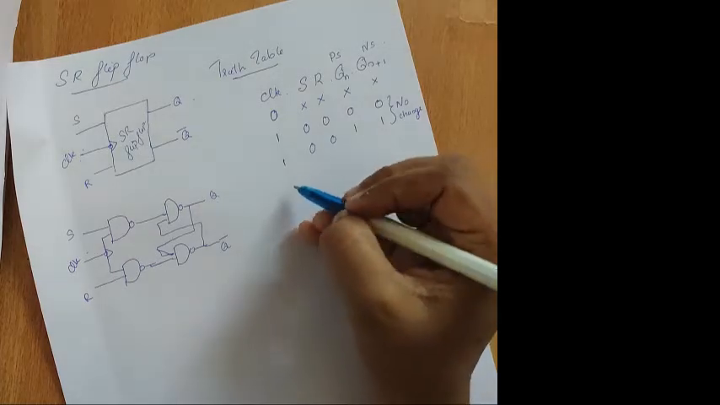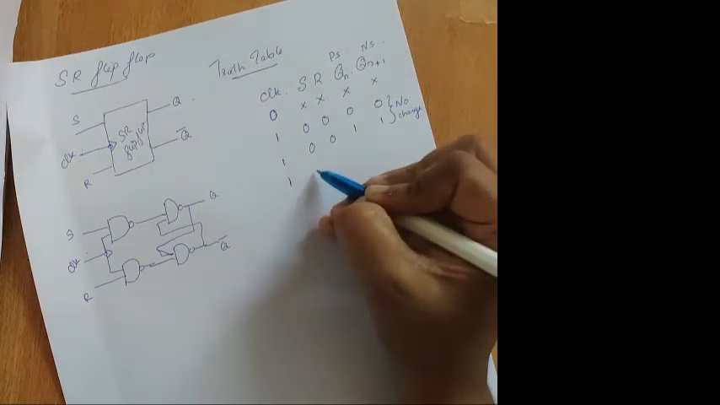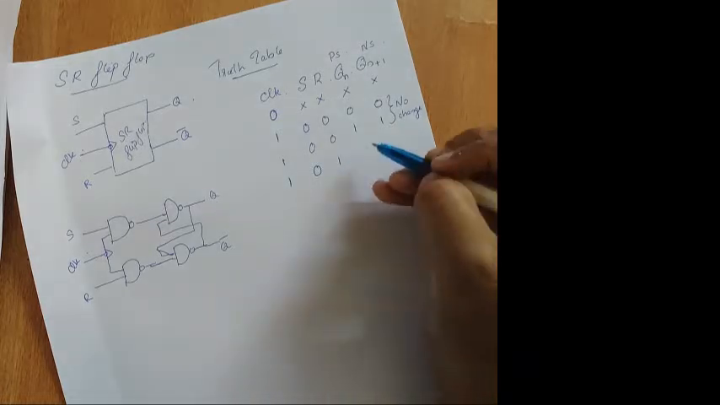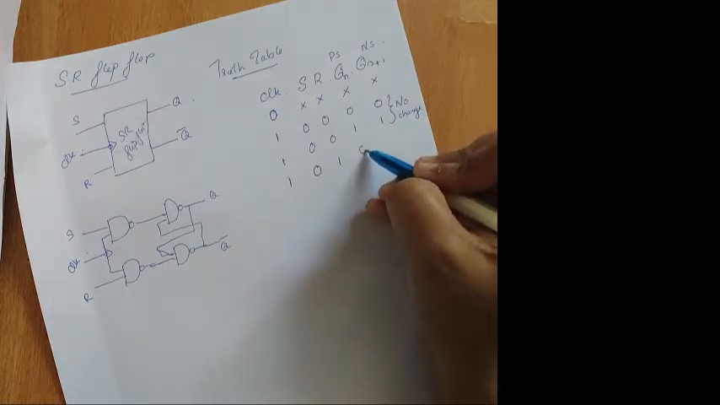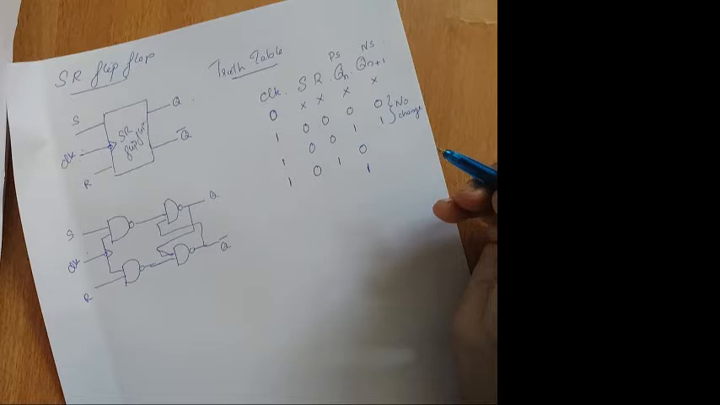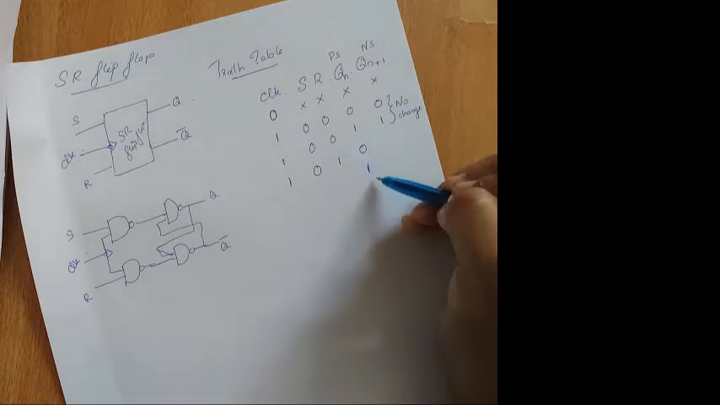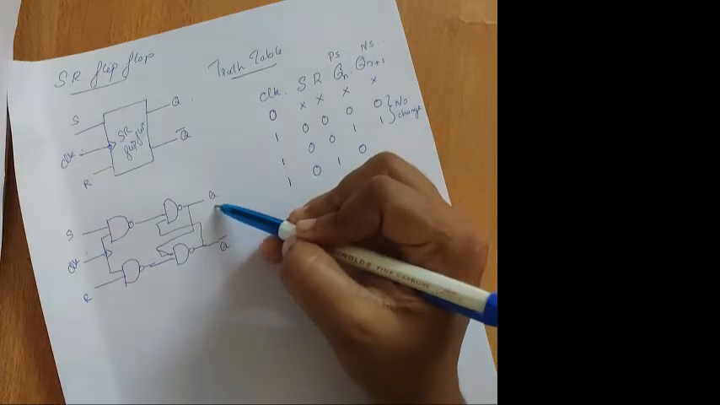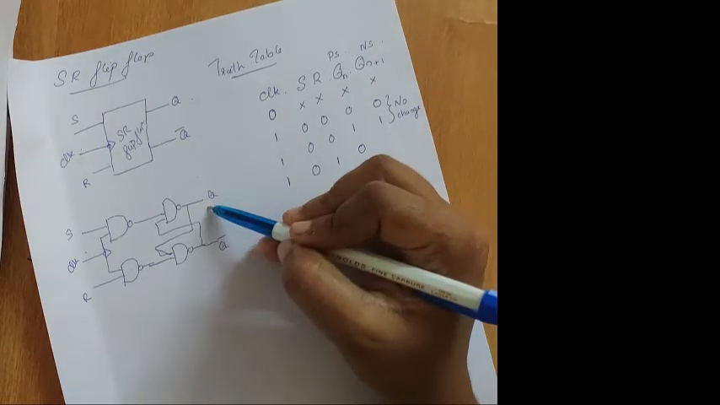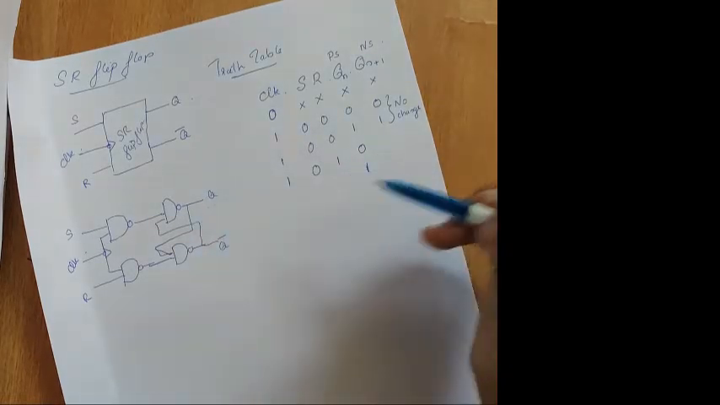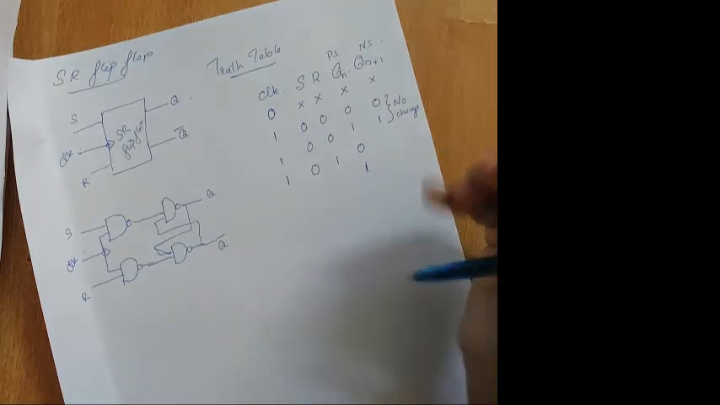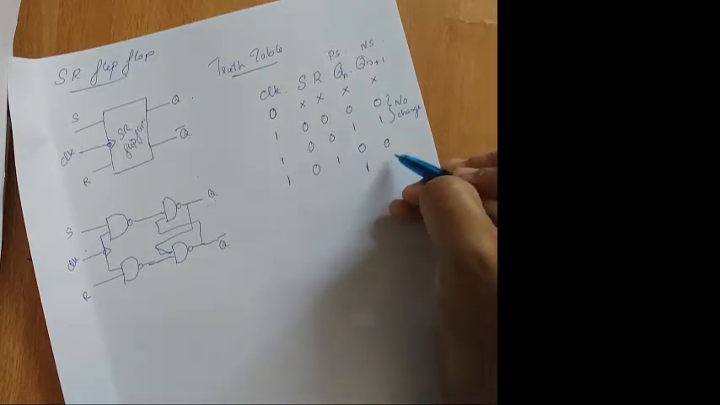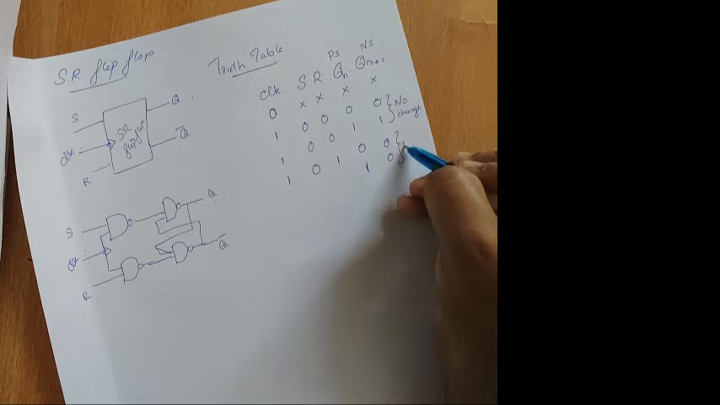Okay. Then if the clock is high and the input varies to 0 and 1, and the present state is either 0 or 1. I told you there is a memory over here. Sometimes the memory will be 0, the present state will be 0. Sometimes it will be 1. Whatever condition happens, the output will remain 0. This is the reset state.